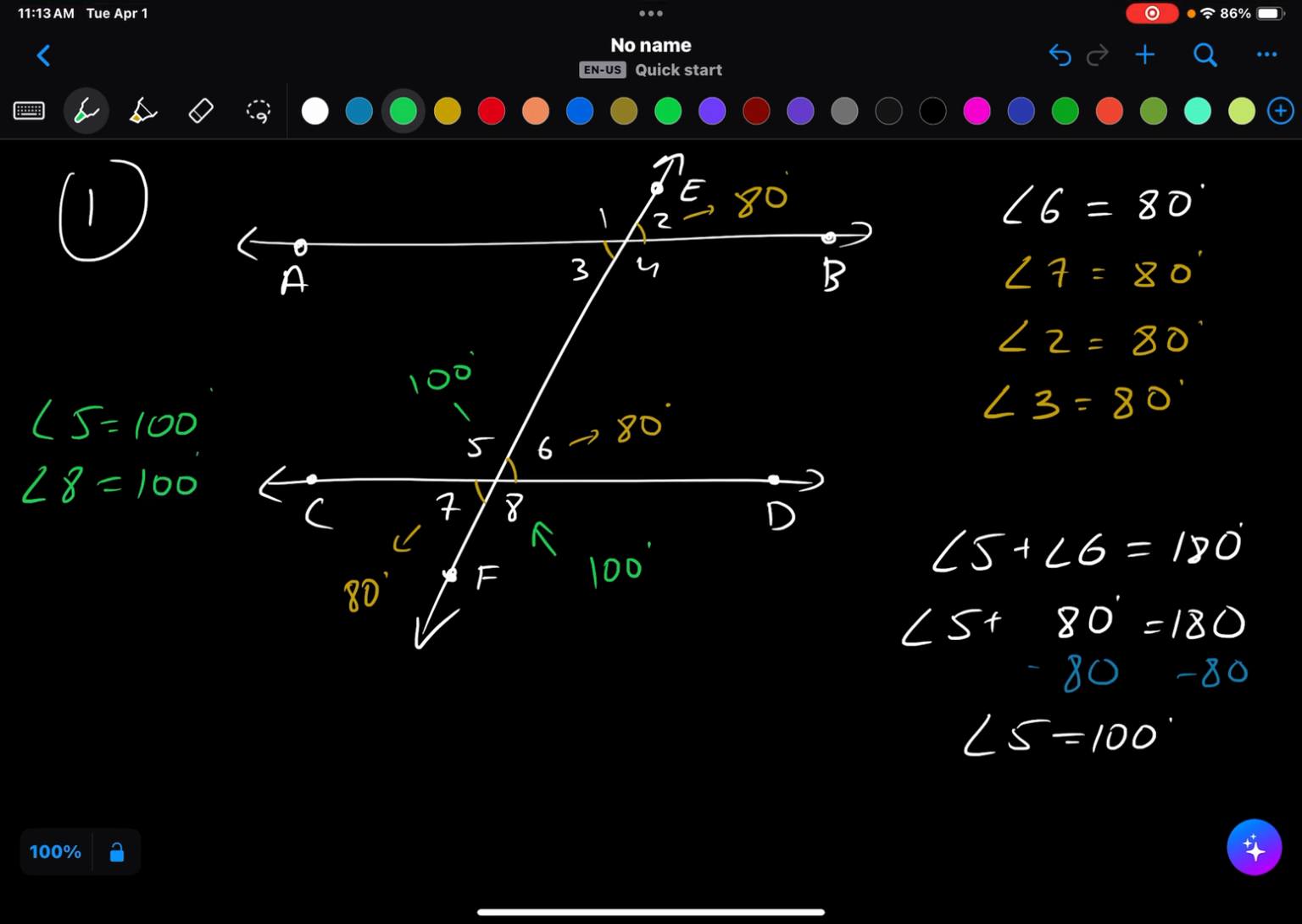And then I'm going to use the corresponding angle theorem. So if angle 5 and angle 1 are corresponding, that means angle 1 is also 100. And angle 8 and angle 4 are corresponding, so angle 4 is also 100. So congratulations, you found all of your missing angles. Half of them are 80, half of them are 100. So that's number 1. Pause that if you need to, and let's move on.